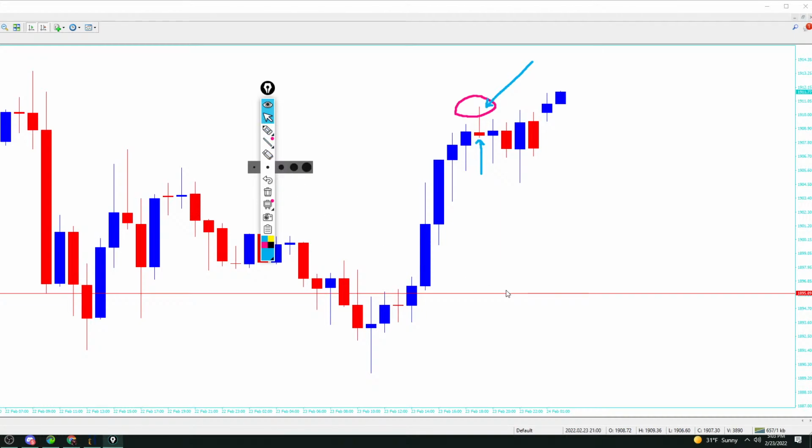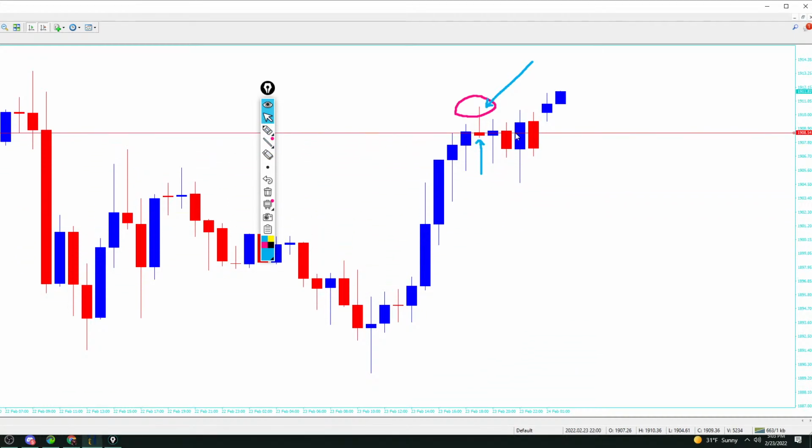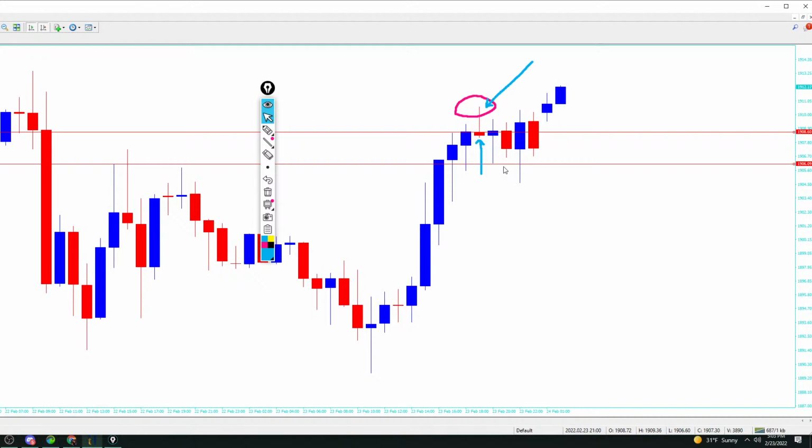Okay, so you would have entered a sell at the opening of the next 1 hour candle, which would have been 1908, and it would have made a low of right here at 1906. Now you're trading against the trend, so your expectations of what you might get need to be different. You can sell, but your expectations of what you are going to get are going to be different, if that makes sense, right?